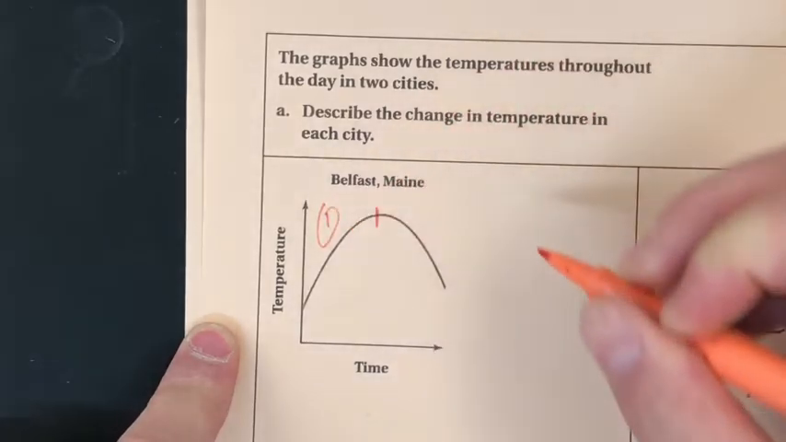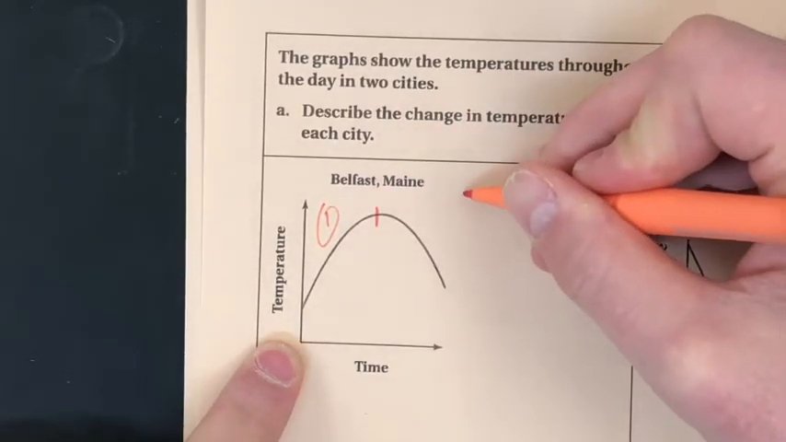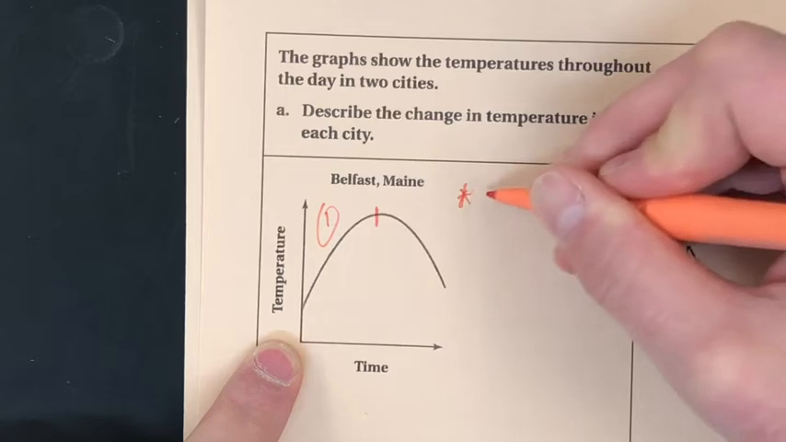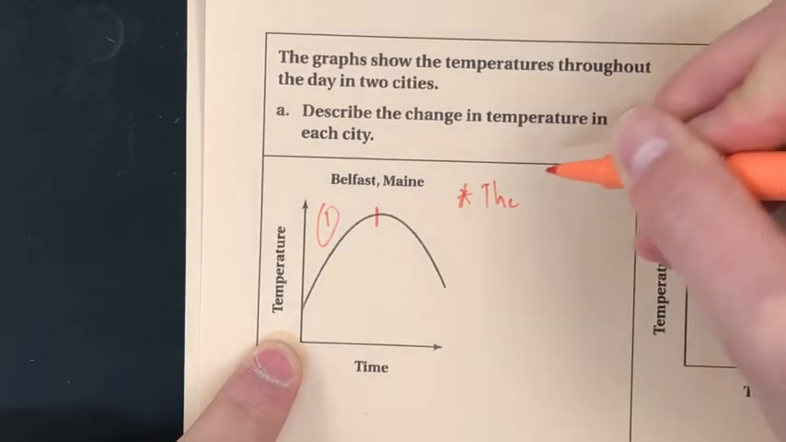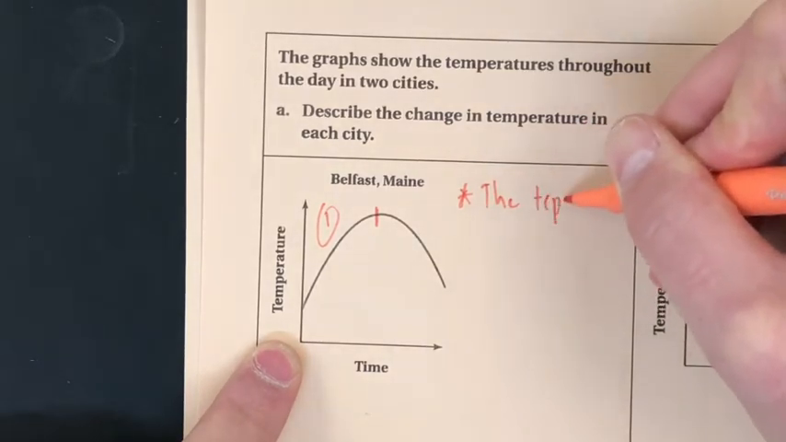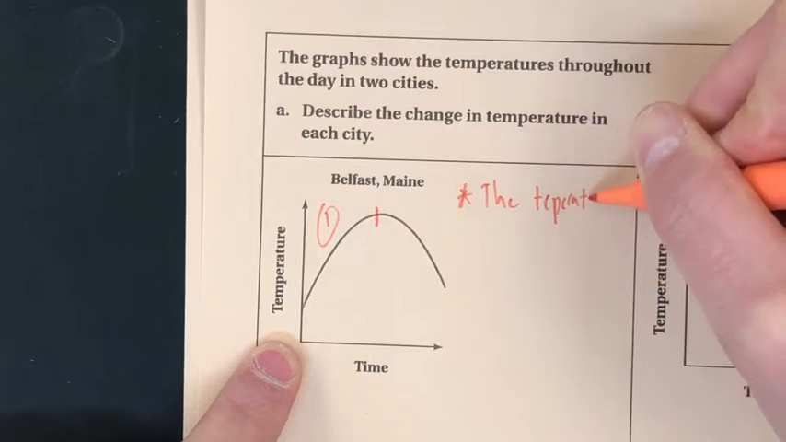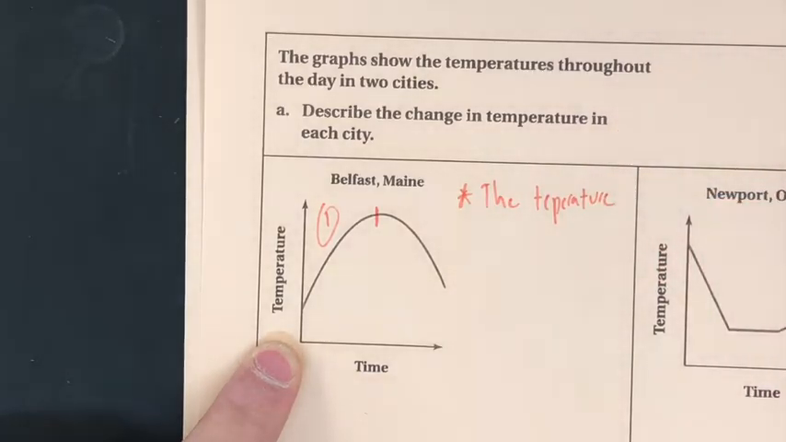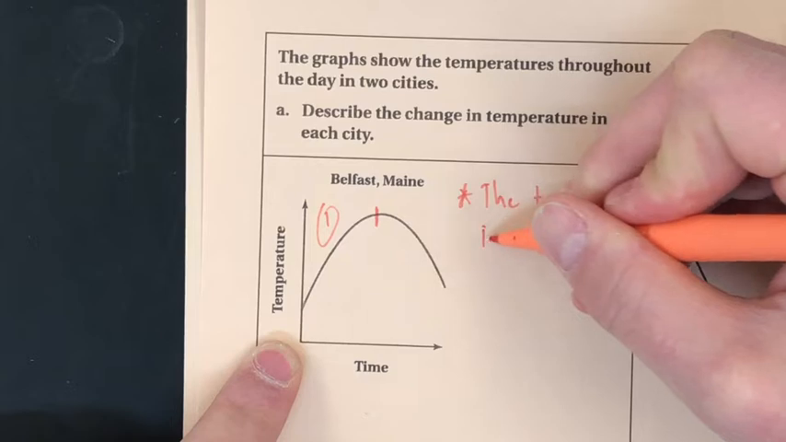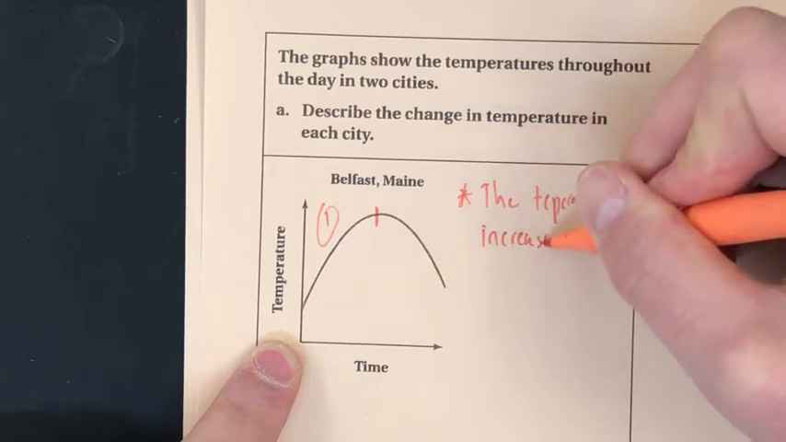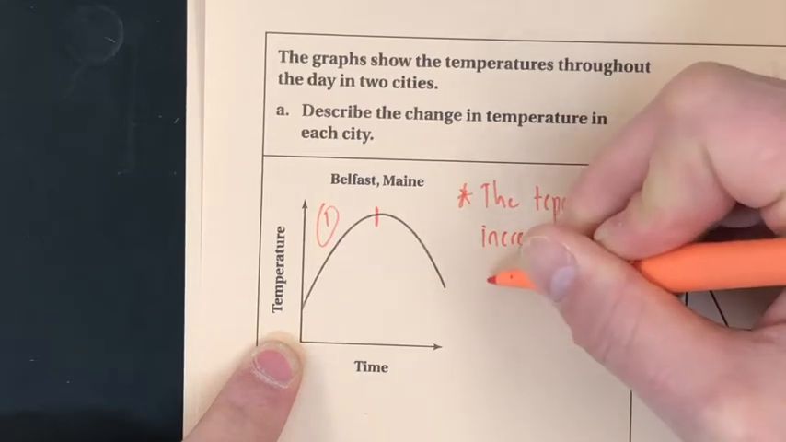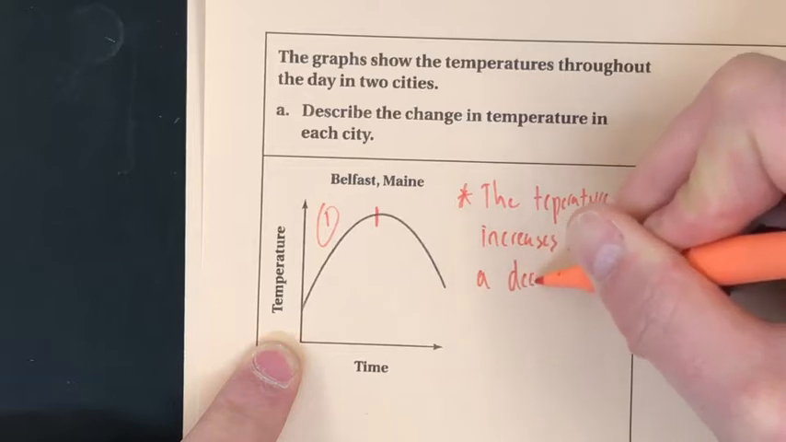So this first part, I would say the temperature, put a little star here, the temperature, oh no, I spelled temperature wrong. The temperature increases at a decreasing rate.